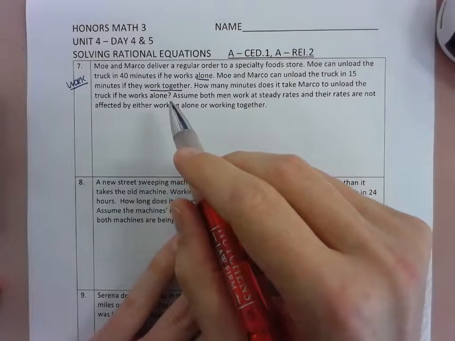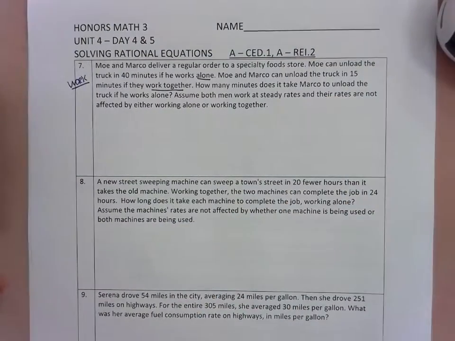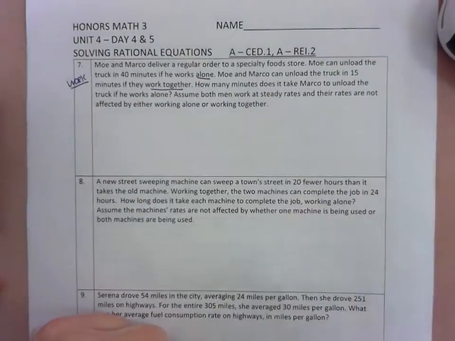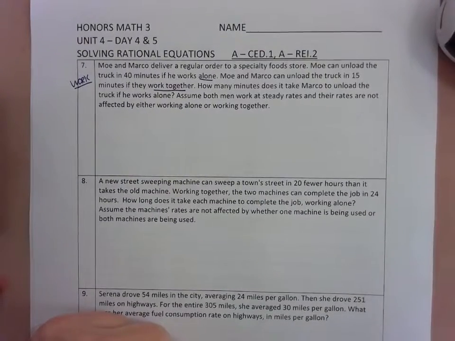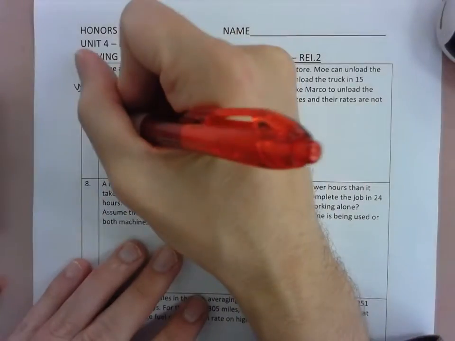We got to assume a few things. We got to assume both men work at steady rates. Now, one might work faster than the other, but we got to assume that they're working at the same pace for what works for them. Their rates are not affected by either working alone or working together. So that's a bit of a stretch, but in order for us to solve that problem, we do have to think like that. So let's interpret this problem a little bit first.